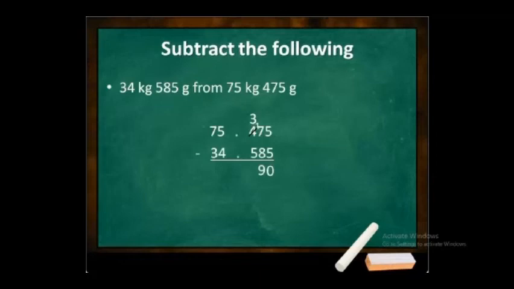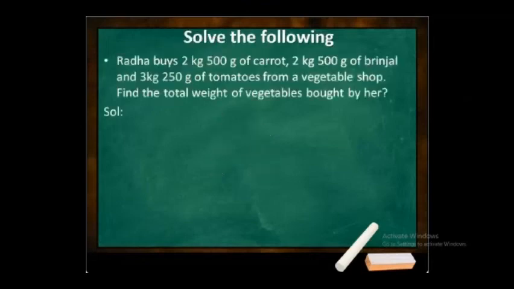Now 3 minus 5, you cannot minus it because 3 is a smaller number. So you will borrow 1 from 5 and give it to 3, and here when you minus from 5, 4 will remain. So 13 minus 5 is 8. Then you will put a point. 4 minus 4 is 0. 7 minus 3 is 4. So you got 40 kgs 890 grams. Now we'll solve some problems.